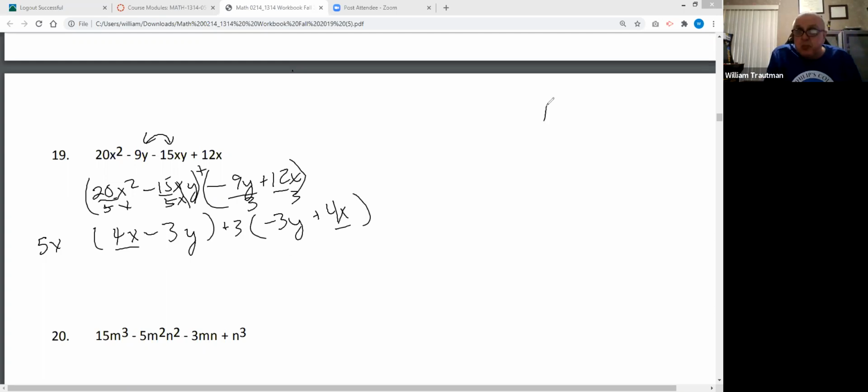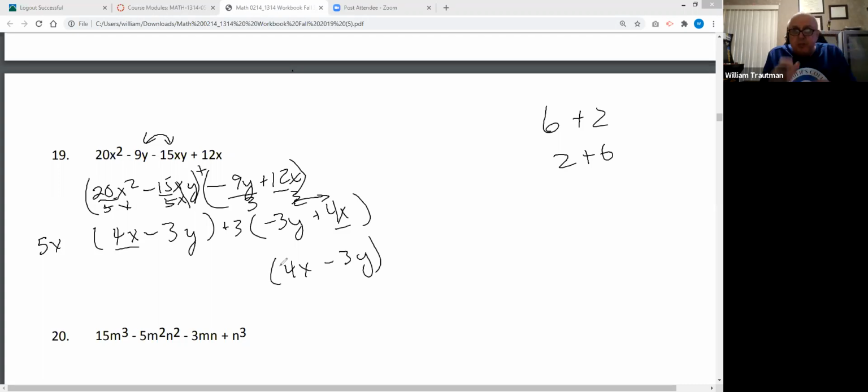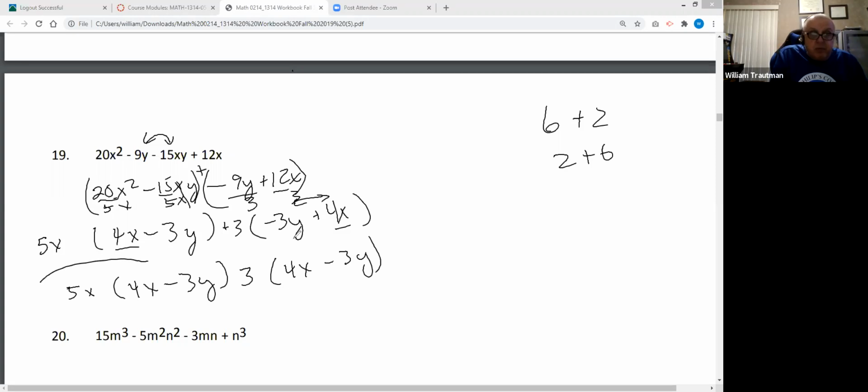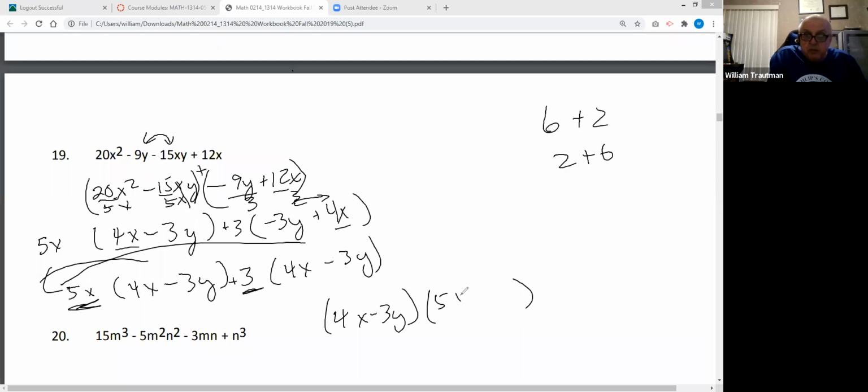When you add 6 plus 2, it's the same thing as 2 plus 6. Do you see? You can add them in any order. So I'm just going to switch these two spots, 4x minus 3y. You can change their position. It's the same number. And now I can factor this. Now the parentheses are identical. And we factor out the parentheses, which is 4x minus 3y. And what's left over is the 5x plus 3.